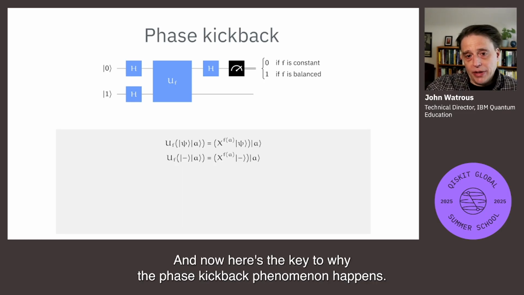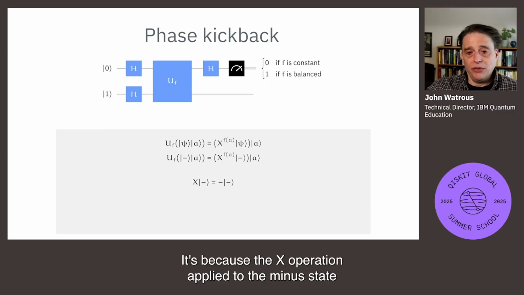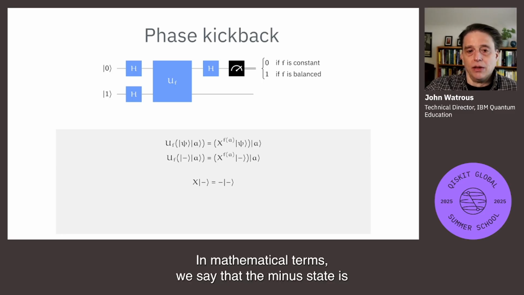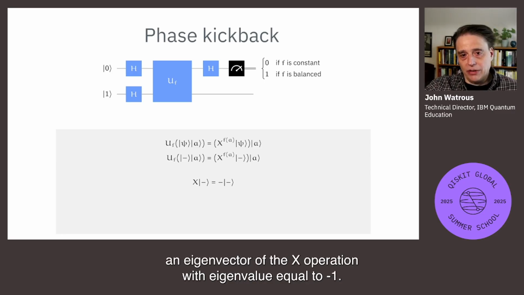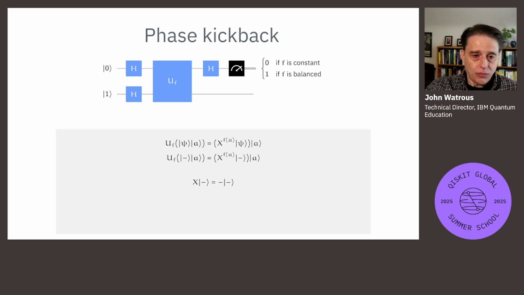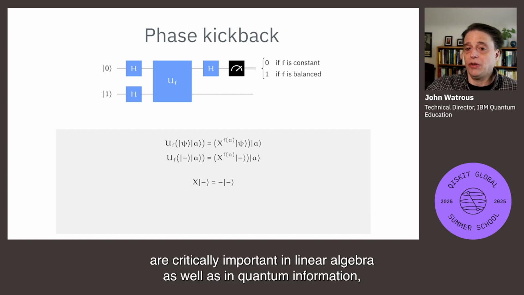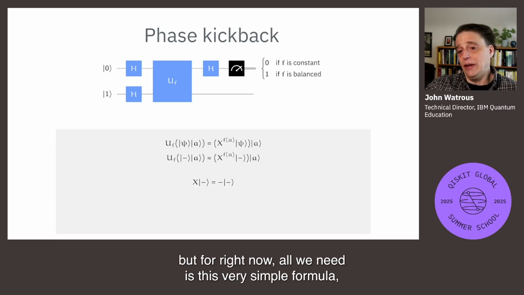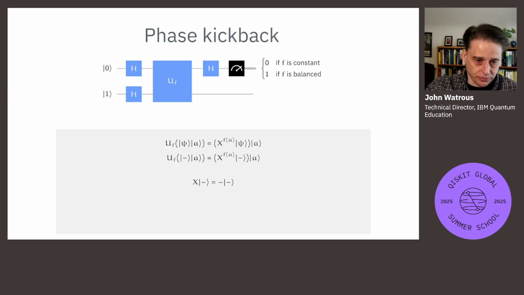And now here's the key to why the phase kickback phenomenon happens. It's because the X operation applied to the minus state gives us -1 times the minus state. In mathematical terms, we say that the minus state is an eigenvector of the X operation with eigenvalue equal to -1. Eigenvectors and eigenvalues are critically important in linear algebra as well as in quantum information, but for right now, all we need is this very simple formula.